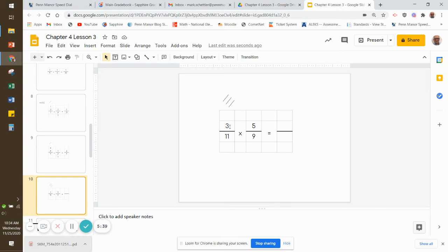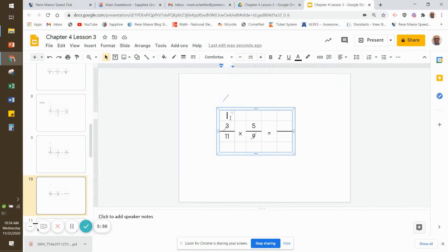How about 3 and 9? Do they have any common factors? Yes, they do. The greatest common factor is 3. So I'm going to be able to get rid of that one. So let me think about this. Greatest common factor of 3 is 3. 3 divided by 3 would be 1. I just reduced that. And then I'm going to do the same thing to my 9 down here. 9 divided by 3 is 3.